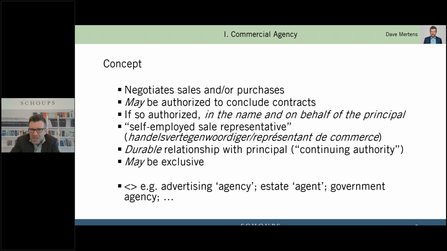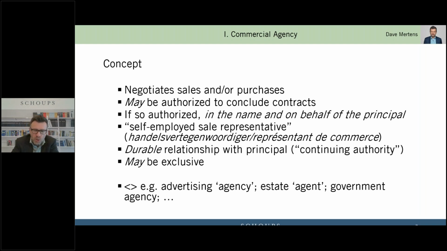Negotiate: an intermediary is self-employed. An intermediary is a go-between between the principal and the end customer, whether this customer is a consumer or another company. Very often it's B2B, obviously. So it's negotiating.